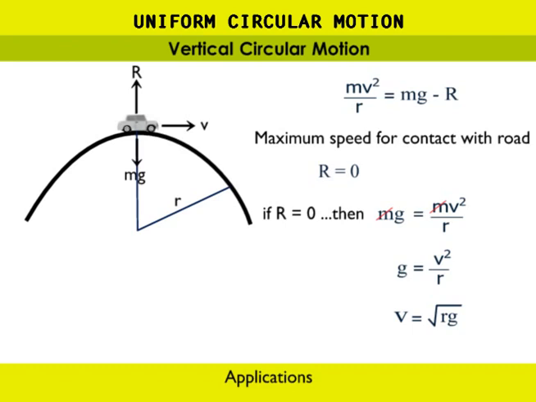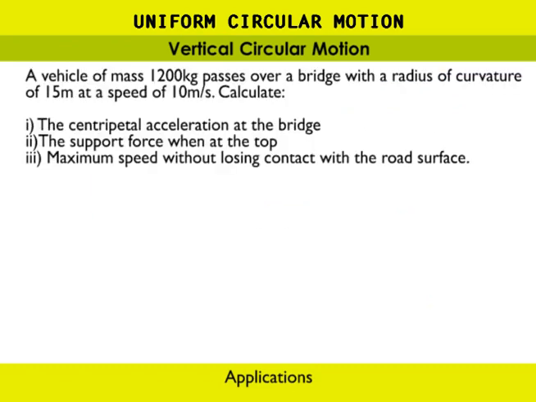We take two examples as we finish. First one: a vehicle of mass 1,200 kilograms passes over a bridge with a radius of curvature of 15 meters at a speed of 10 meters per second. Calculate 1. The centripetal acceleration of the vehicle on the bridge. 2. The support force when at the top. And 3. The maximum speed without losing contact with the road.